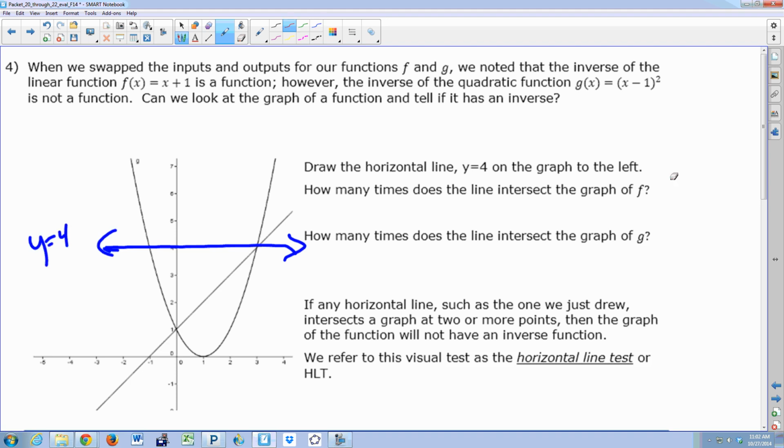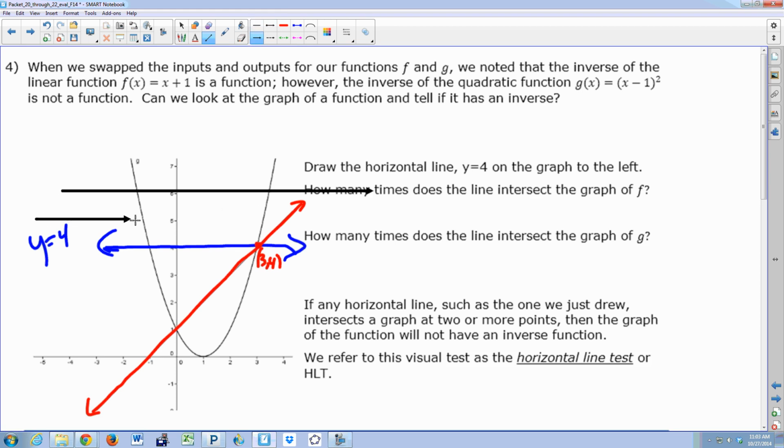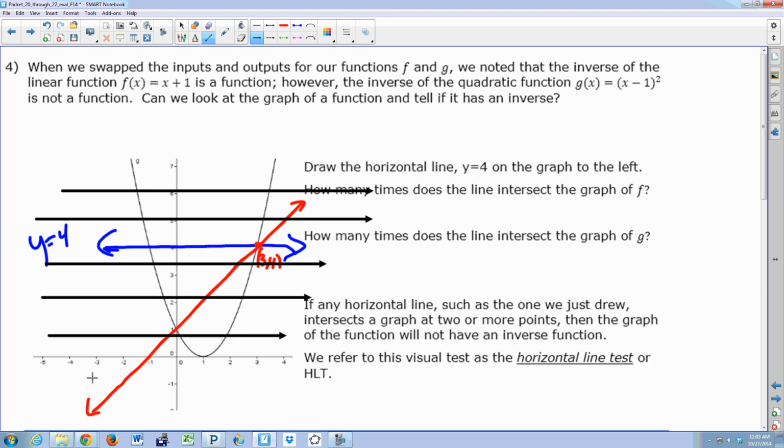Now, if I'm just looking at my linear function, so try to ignore the parabola. If I look at my linear function, how many times does this line y equal 4 intersect with my linear function? Once, right? At 3, 4. In fact, if I take any horizontal line, and I'm coming right down from top to bottom, how many times is that horizontal line going to intersect that linear function? Once. And that's because this function is always increasing.